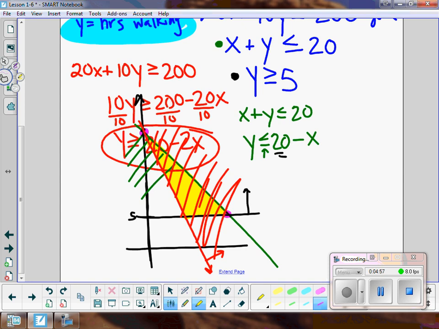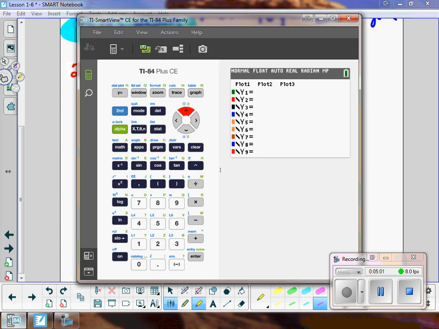Okay, so here we go. We're going to go to the graphing calculator and put in our three inequalities. So the first one is 20 minus 2x.